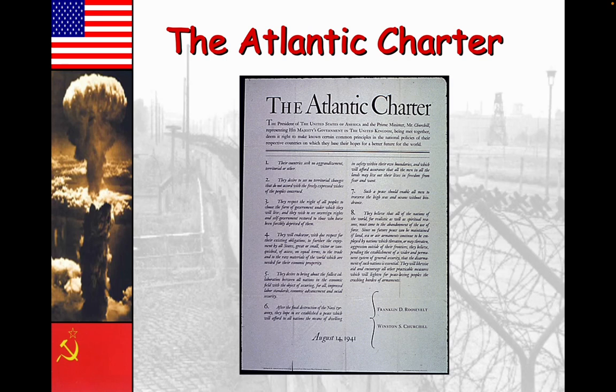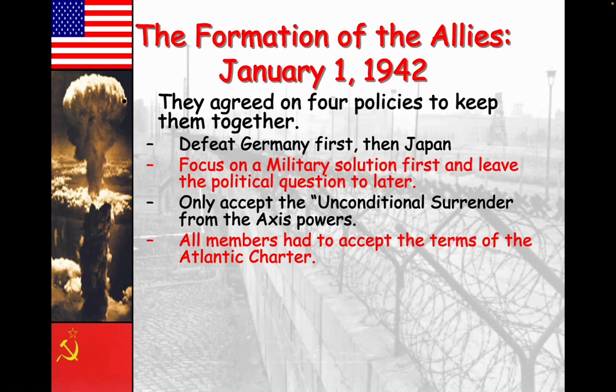So on December 7th, 1941, the United States is bombed at Pearl Harbor, and the United States enters the war. And they formally create an alliance called the Allies. This is between not only the United States, but also Great Britain and some other nations, but they're not important right now. So with the formation of the Allies, they agreed on 4 policies that kept them together, meaning that all allies had to agree with this.